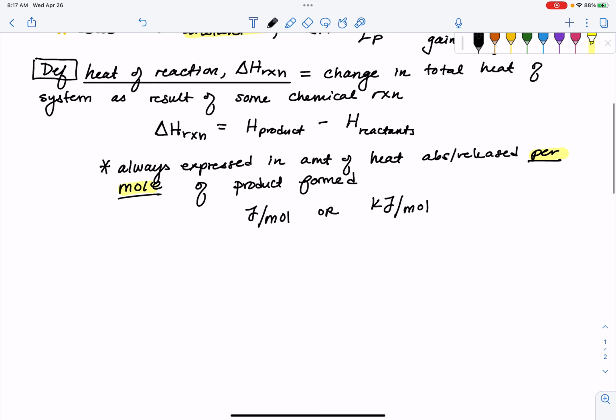And we'll probably see kilojoules per mole a little bit more than joules per mole. But what you need to know is that heat of reaction is the change in the total heat of a system as a result of some chemical reaction, namely the difference in the heat of the system in the product's form compared to the total heat in the system in the reactants form, and is expressed always per mole of some reacting species, typically per mole of product.